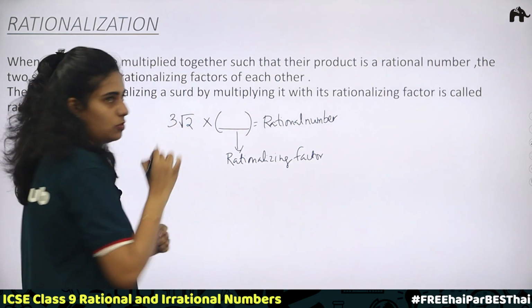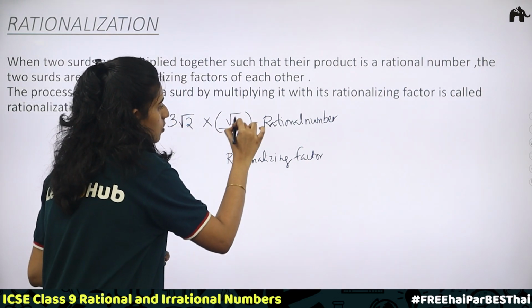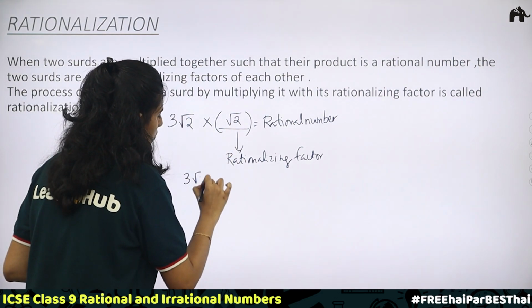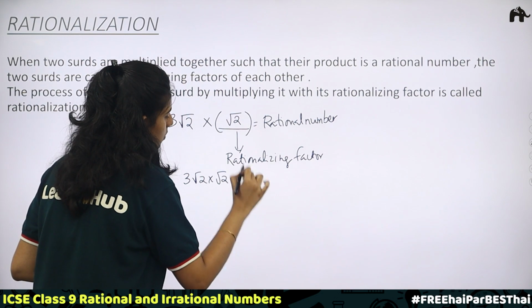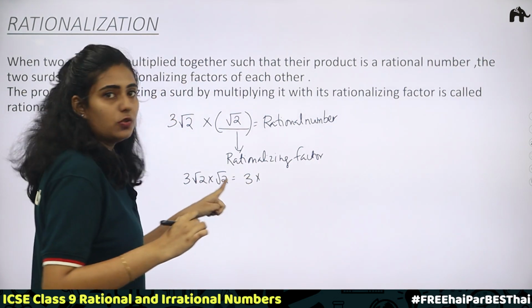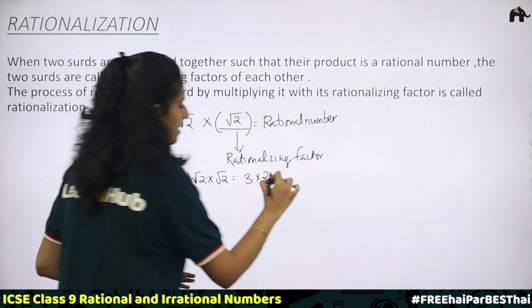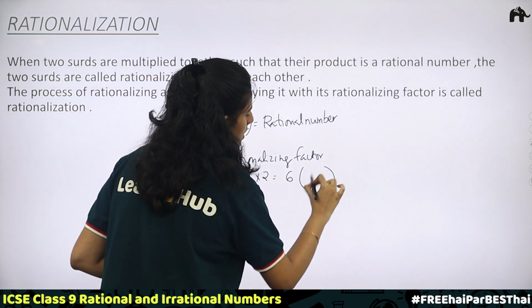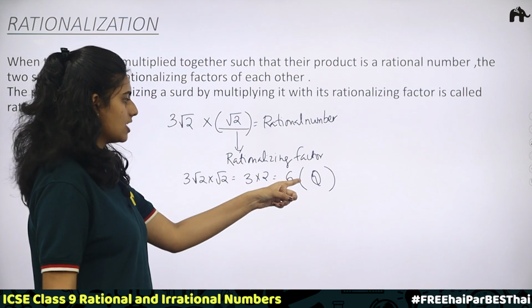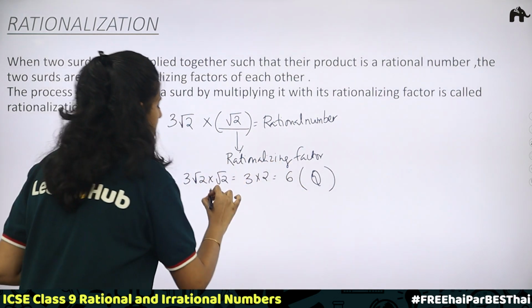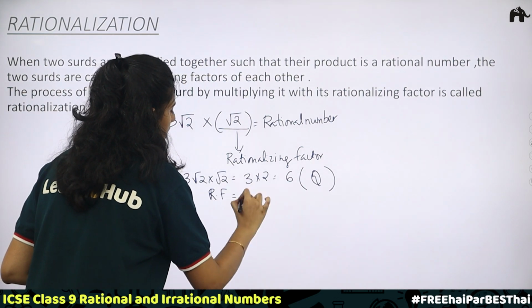For example, 3 root 2. If I multiply with root 2, what happens? 3 root 2 into root 2 is equal to 3 into root 2 into root 2, that is root 2 whole square, which is 2, and that is equal to 6. 6 we know is a rational number. So here the process of rationalization is done and the rationalizing factor in this case is root 2.